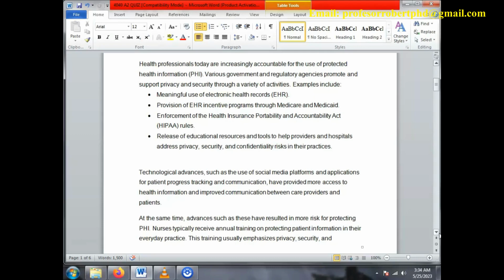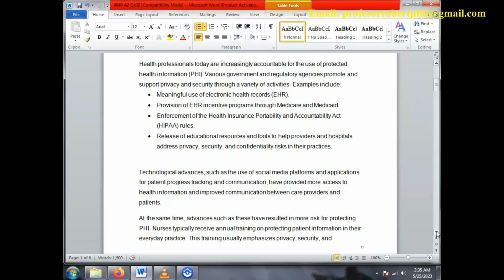Technological advances, such as the use of social media platforms and applications for patient progress tracking and communication, have provided more access to health information and improved communication between care providers and patients. At the same time, advances such as these have resulted in more risk for protecting PHI.